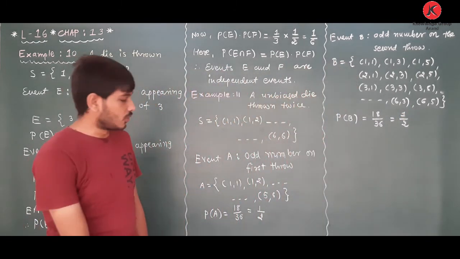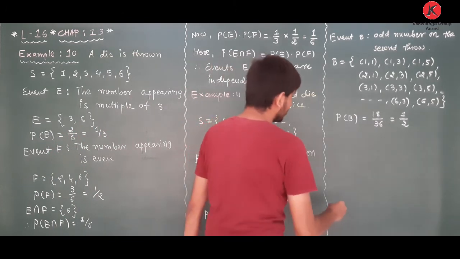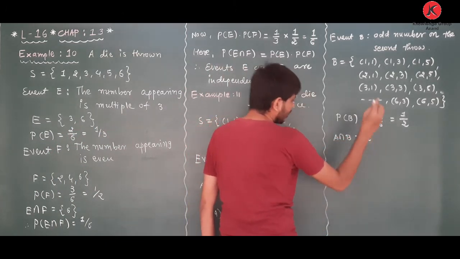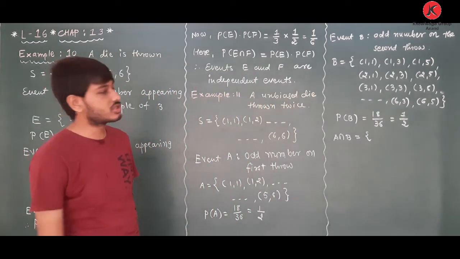Now we also want the probability of A intersection B. For that case we have to write down the elements of A intersection B also.